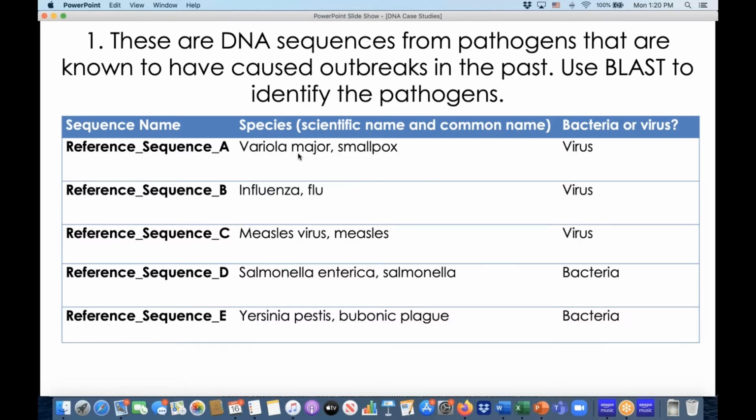Hopefully, and so far it works every time, they use BLAST and they're able to identify smallpox, which is a virus, influenza, which is a virus, measles, which is a virus, salmonella, a bacterium, and then Yersinia pestis, which causes the plague, and that's a bacterium. So now they have this set of organisms that we know have caused outbreaks in the past. And so they're thinking, okay, these are the kinds of things that we should be thinking about.